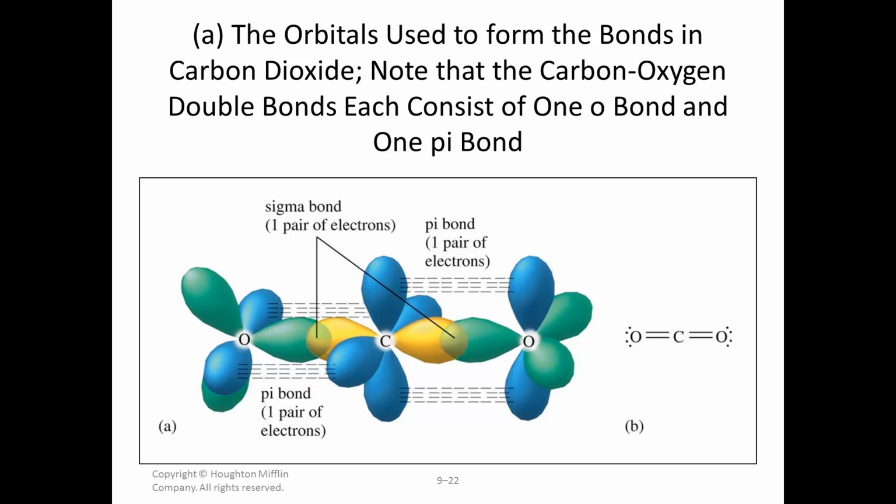We get our sigma bond through the internuclear axis between our hybridized orbitals on oxygen and carbon. And then we get a pi bond between carbon and oxygen on the right through an unhybridized p orbital set, and another pi bond between carbon and oxygen on the left through an unhybridized p orbital.